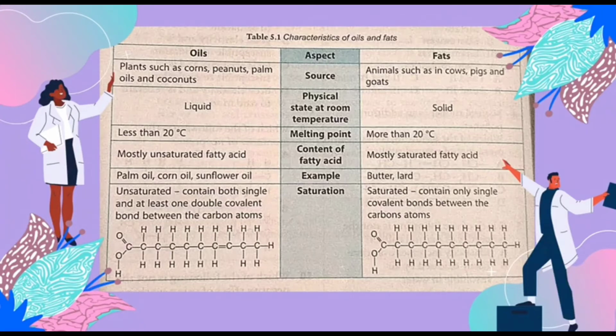Whereas for fats, the source is from animals such as cows, pigs, and goats. The physical state is solid. The melting point is high because it is more than 20 degrees Celsius. The content of fatty acid is mostly saturated fatty acid. The saturation is saturated, which means it contains only single covalent bonds between the carbon atoms. And the examples of fats are butter and lard.